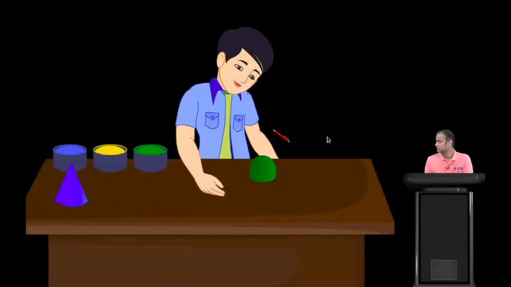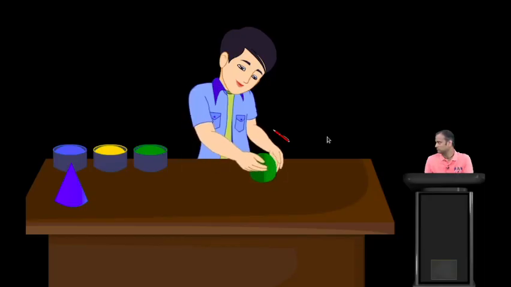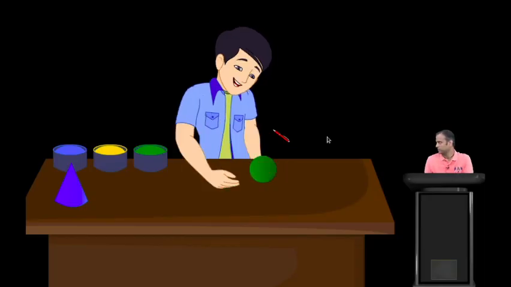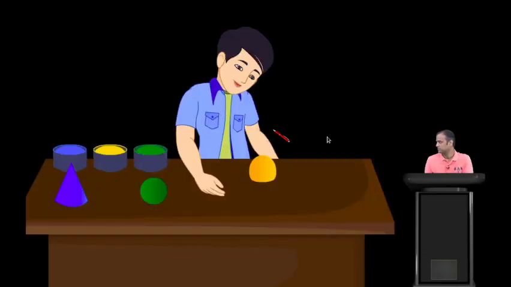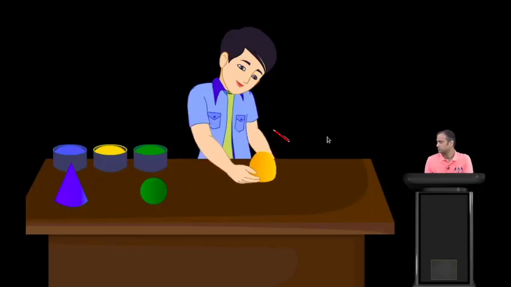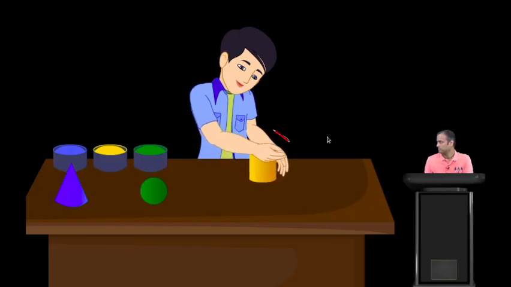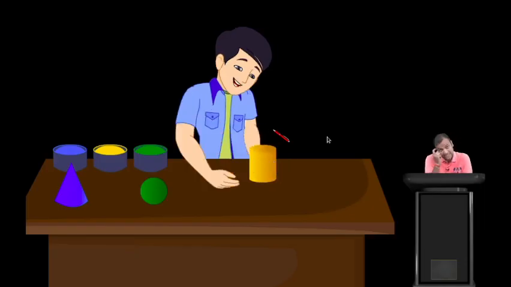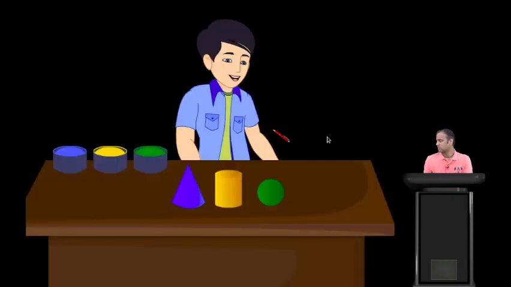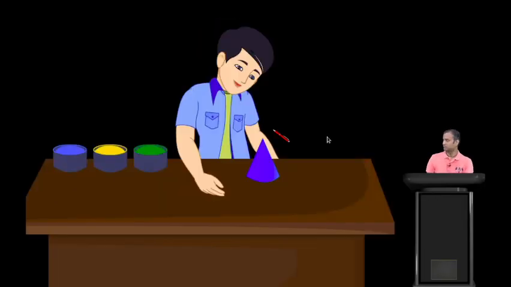So he made a sphere from the green, and now he made a cylinder from yellow. So now he has three types of solids. First is, yes, cone, second, tell me, sphere, and third one is, good, it is cylinder. Now blue one is cone, and then yellow is cylinder, and green is sphere.